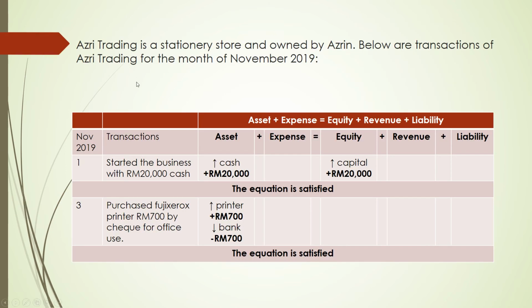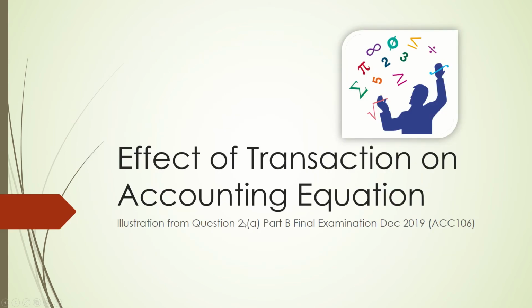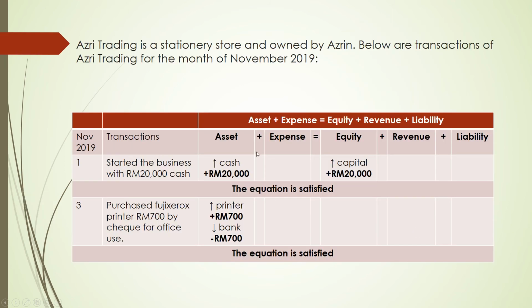So we have the question, 2A Part B Final Examination December 2019. These are the transactions for Azri Trading, which is a stationery store. The owner is Azrin. And below are the transactions for the month of November 2019.